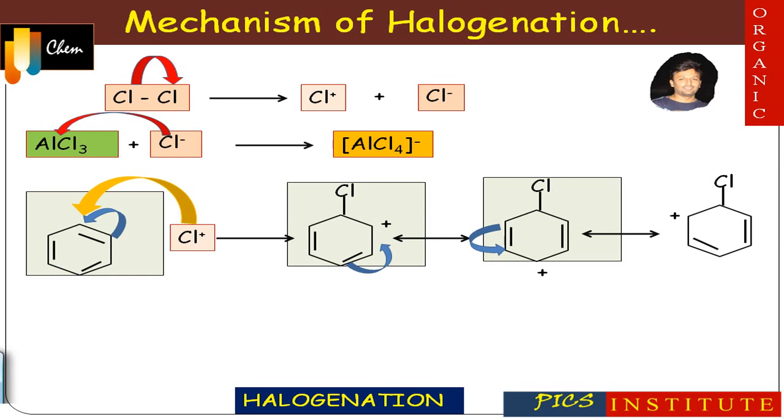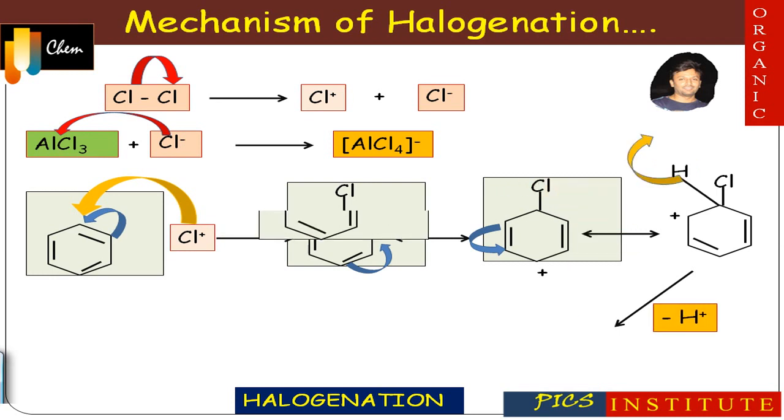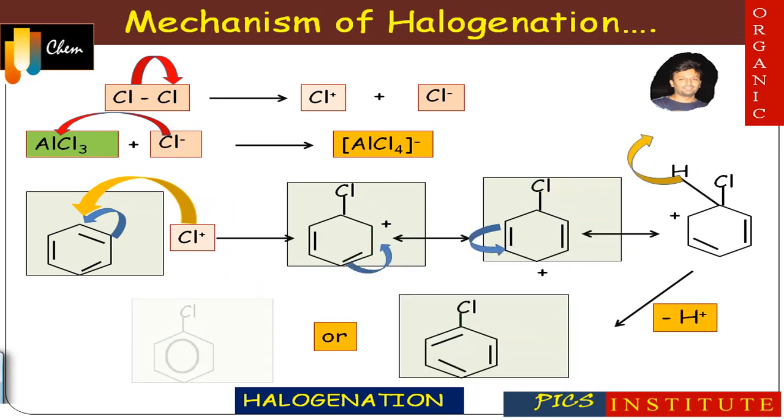Now from this last structure, deprotonation takes place, that is removal of proton. Removal of proton results in formation of pi bond, and we get the final product chlorobenzene.